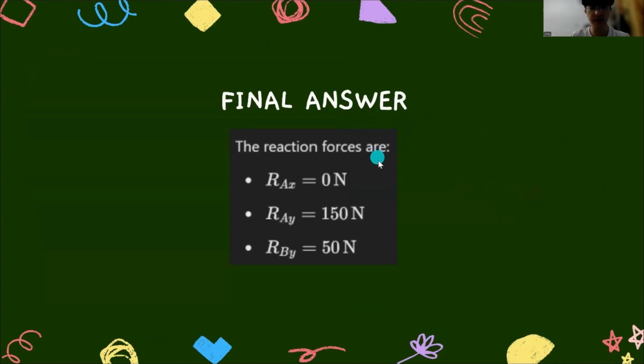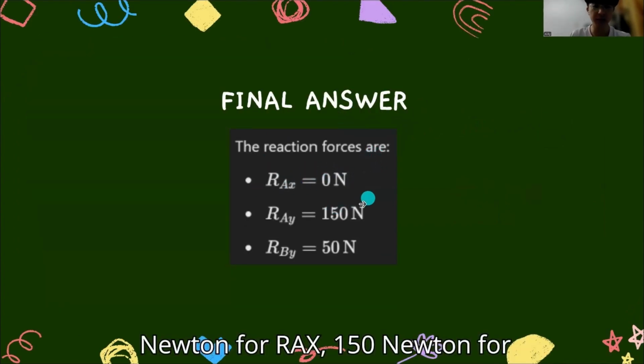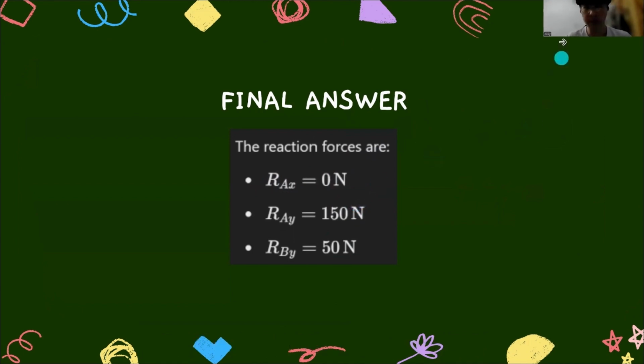So the final answer we get is 0 Newton for RAX, 150 Newton for RAY, and 50 Newton for RBY. That's all from me.